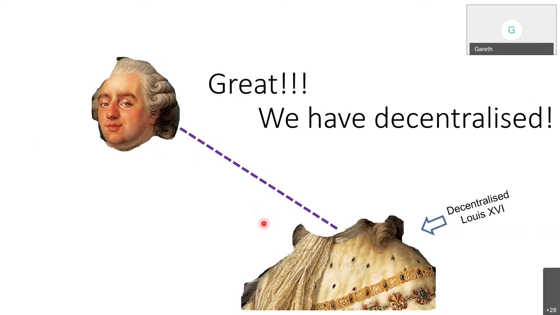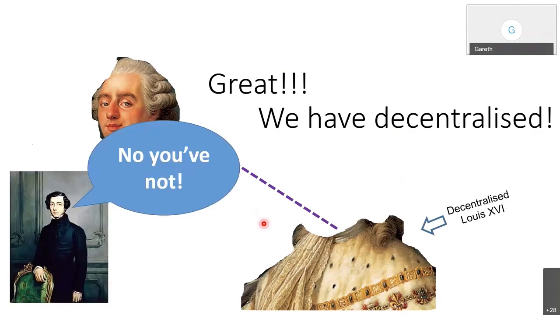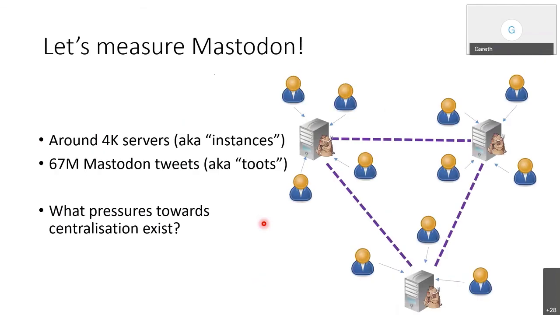The only problem is, however, that old Alexis de Tocqueville comes in from the left and says, actually, no, you've not. Because even though you've built a decentralized architecture, and this decentralized software is capable of running in an entirely decentralized fashion, there are certain pressures that continue to exist that push you back towards a more central mode of operation. So we thought this was a really interesting phenomenon to look at.